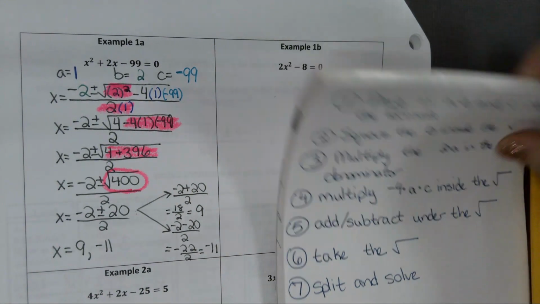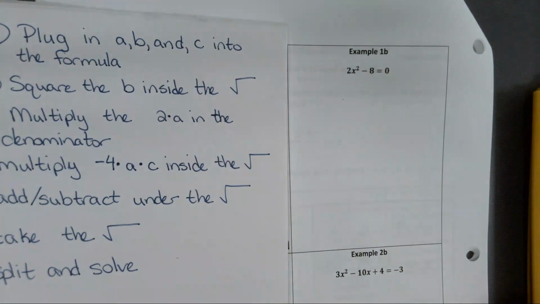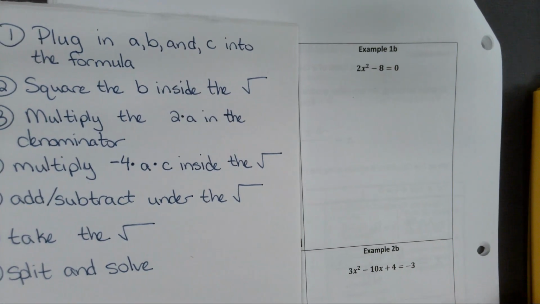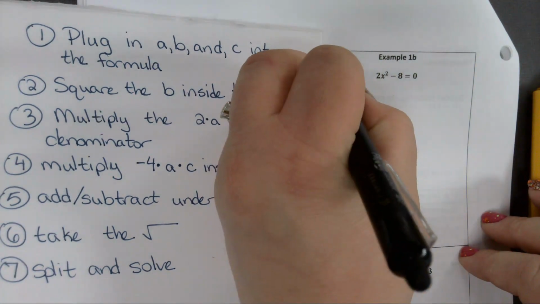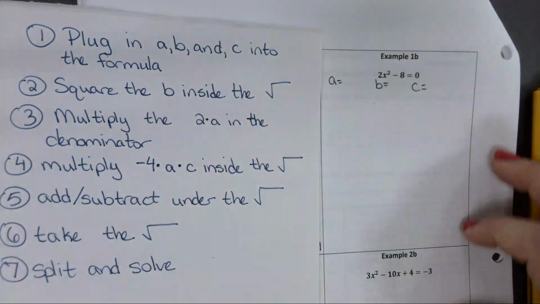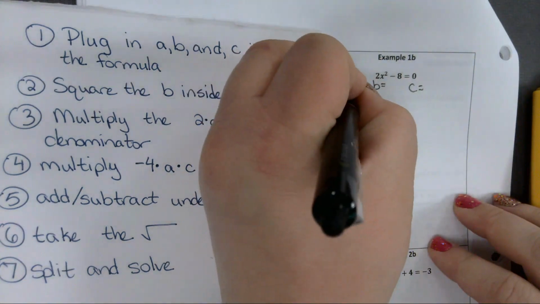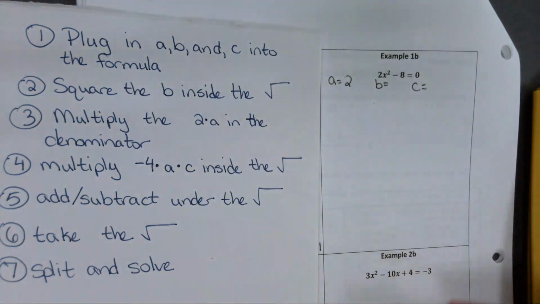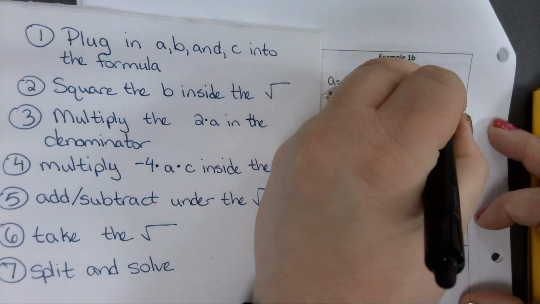Let's take a look at 1b. It already equals 0, so I'm able to list my A, B, and C. A is 2, because that's the number in front of my x squared term. And B is always the term that goes with the x. There isn't one listed here, so B in this case is 0, leaving C to be -8.